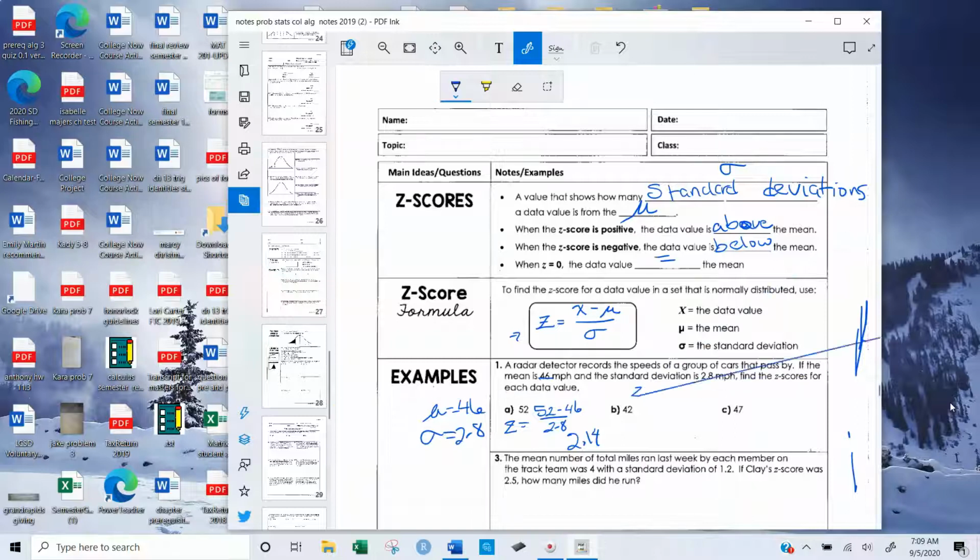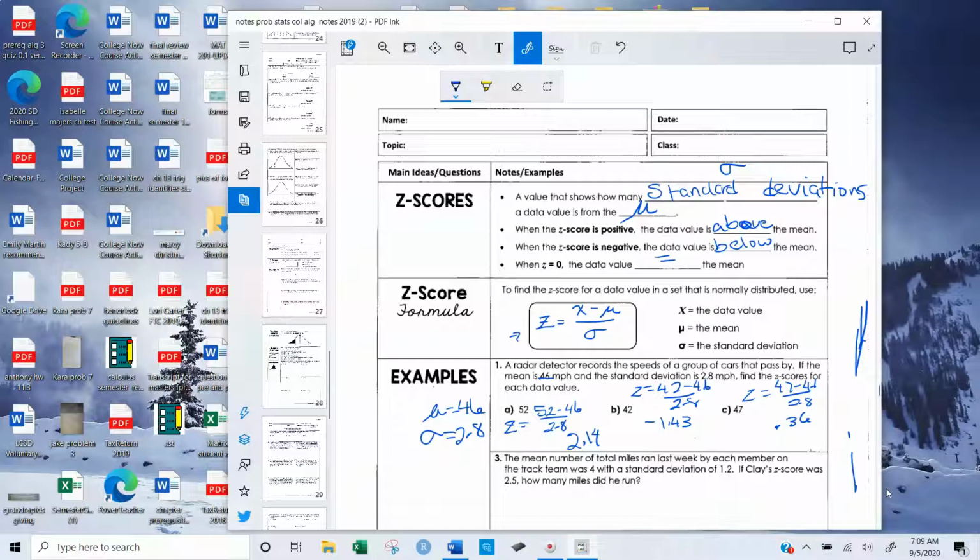So for this one, your z-score was 42 minus 46 divided by 2.8, and you should have gotten negative 1.43. So you're almost 1.5 standard deviations below the mean. You're going too slow. Next one, you should have said 47 minus 46 divided by 2.8, and you would have gotten 0.36. That means you are doing very well. You're driving where you're supposed to. You're within 1 standard deviation of the mean.